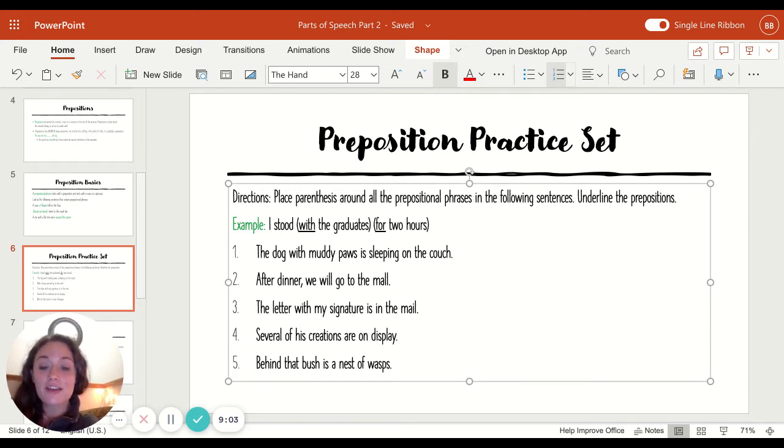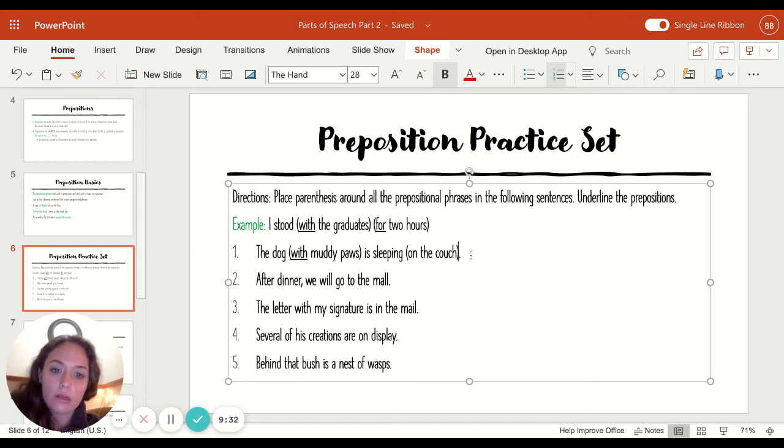So all of the extra information is probably a prepositional phrase. We have a preposition here with muddy paws. And we know with is our preposition. So basically just a prepositional phrase starts with a preposition and finishes out that one thought, okay? Is sleeping is our verb, and on the couch shows where it is sleeping, and on is a preposition, right?